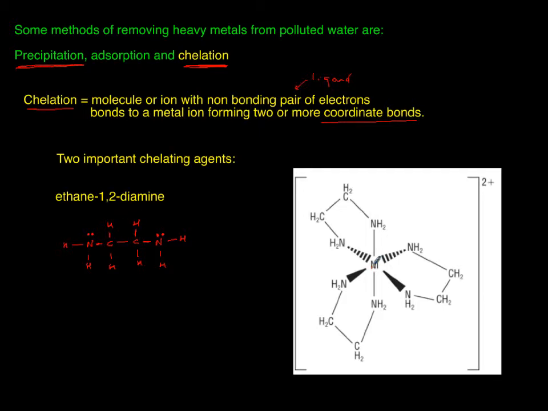Now nickel is 2+, and also you should remember this is a molecule, no charge. And then there are 1, 2, 3 of those ethane-1,2-diamine that are going to make 6 coordinations, or 6 coordinate bonds. And they take the heavy metal and remove it.